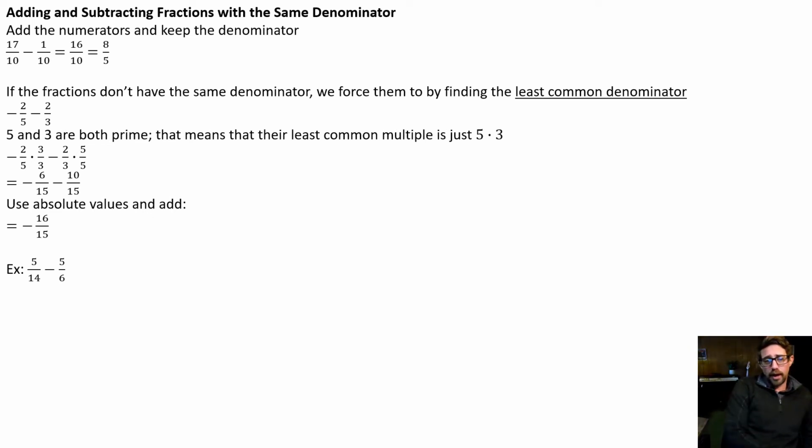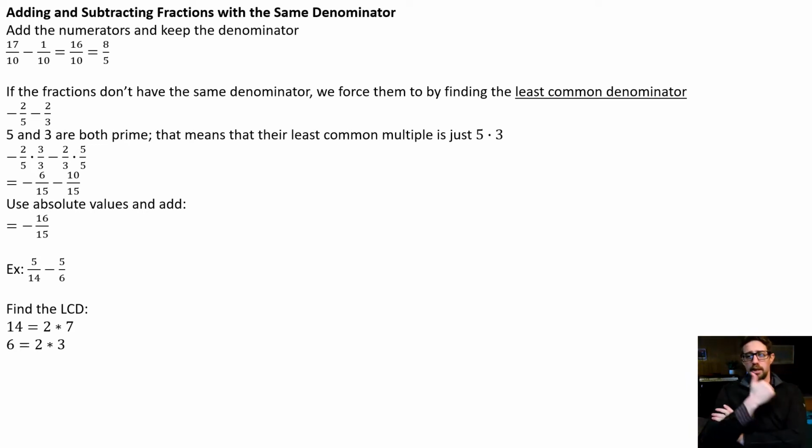Okay, so do this the old-fashioned way. Do the prime factorization. 6 is 2 times 3, and 14 is 2 times 7. And then remember, from those prime factorizations, we have a 2 in common. So our LCD needs a 2, and then whatever we have left over, it needs a 7 and a 3. So it's 2 times 7 times 3, which is 42.